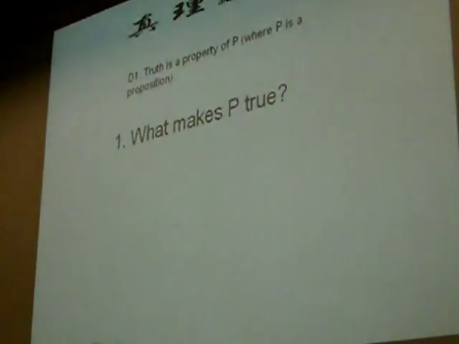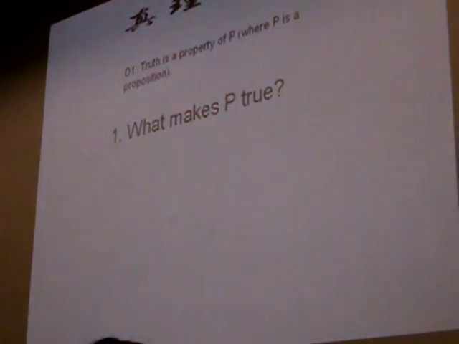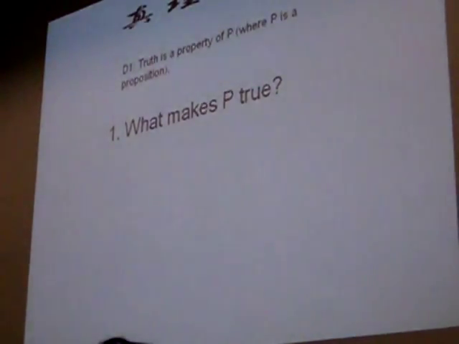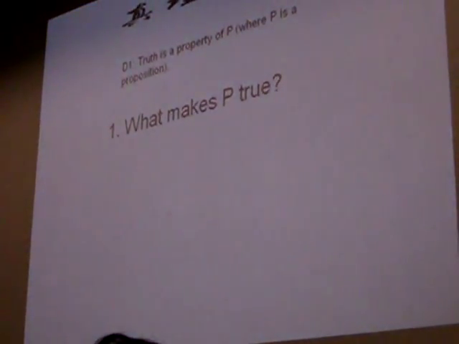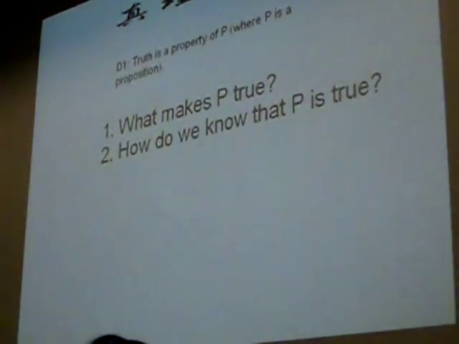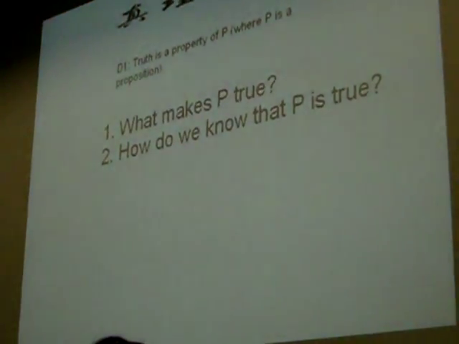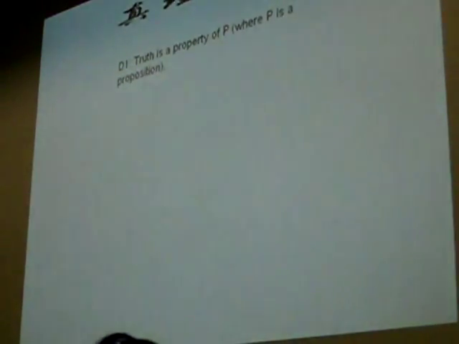So let's assume this definition. Let's call it B1. Truth is a property of P, where P is a proposition. So let's reformulate the two questions that I posed. The first question would be restated as, what makes P true? While the second question would be restated as, how do we know that P is true?